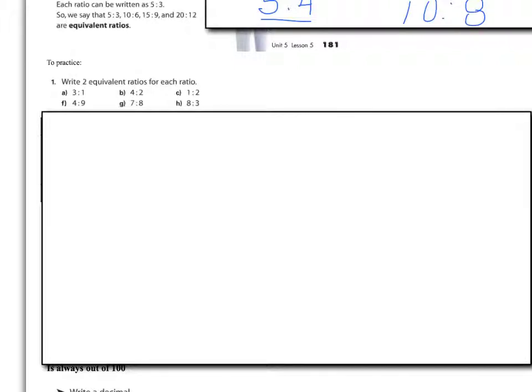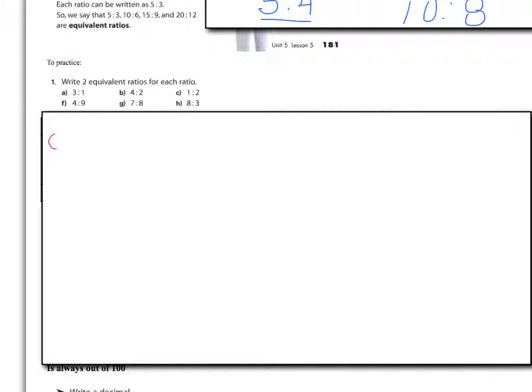Remember, you are doing the same thing to the front and the back number, and it's your choice. You can multiply with whatever numbers you want. You can divide if that's possible. Make sure that it is in fact a possible thing that you can do. So be careful about that. Go ahead and press pause and do that now.